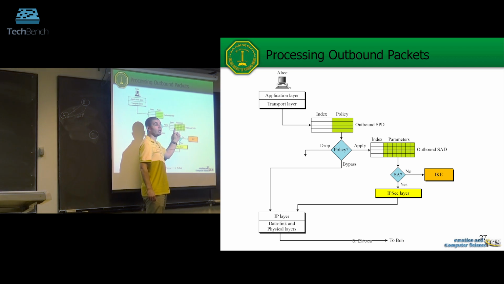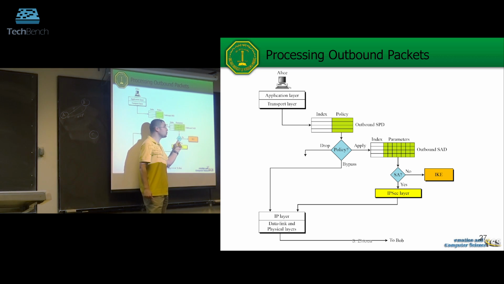entry in the security association database, and we'll get the cipher, we'll get the key, and it will encrypt. Here we also specify whether the authentication header or ESP should be used. It will encrypt it. If it finds an index, that is fine, it will do it.